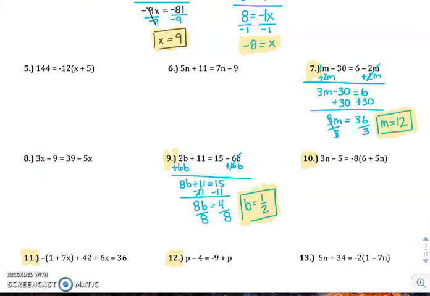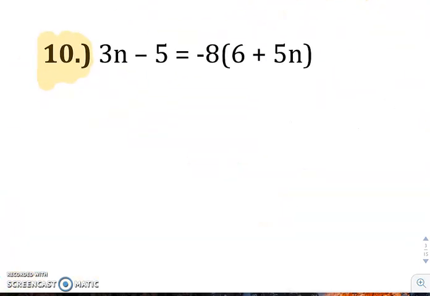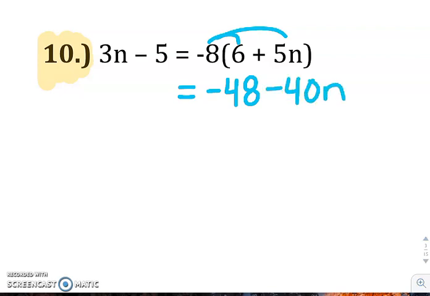So let's go look at 10. 3n minus 5 equals negative 8 times 6 plus 5n. So we're going to try to simplify first. This is the first one we've had where we could actually simplify stuff on one side of the equation before starting with undoing things. So let's simplify this right-hand side. So let's distribute that negative 8 inside there and make this negative 48 minus 40n on that right-hand side, and we're still going to have 3n minus 5 on the left.